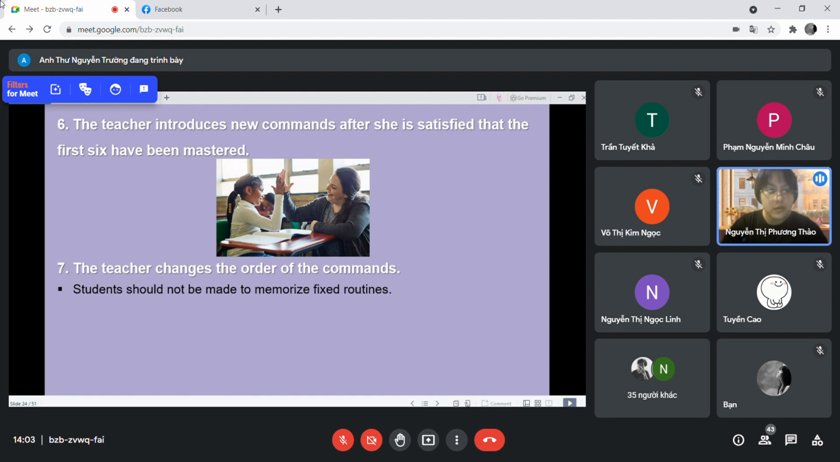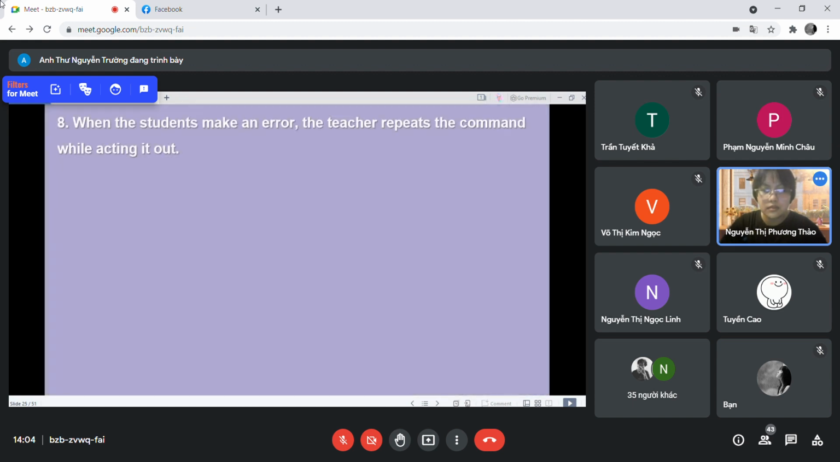The next observation is the teacher changes the order of the commands, and the principle is students should not be made to memorize this routine. This routine is maybe a usual or fixed way of doing something, and the students have to listen carefully to the teacher's commands and then act out. Okay, let's move on to the next one.